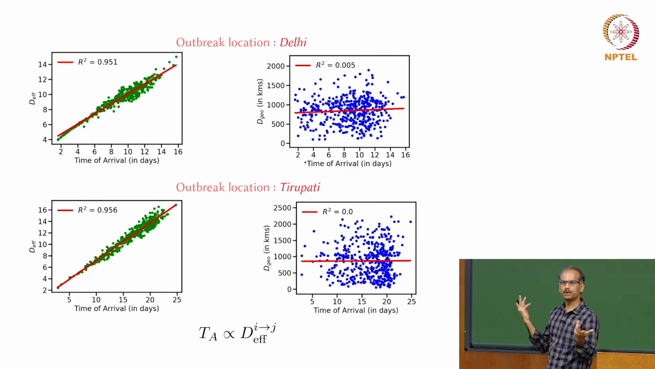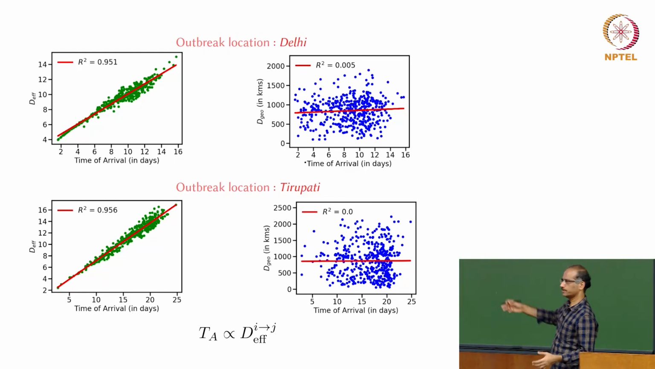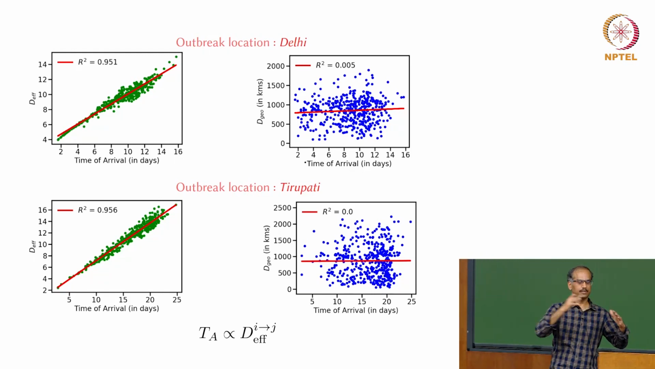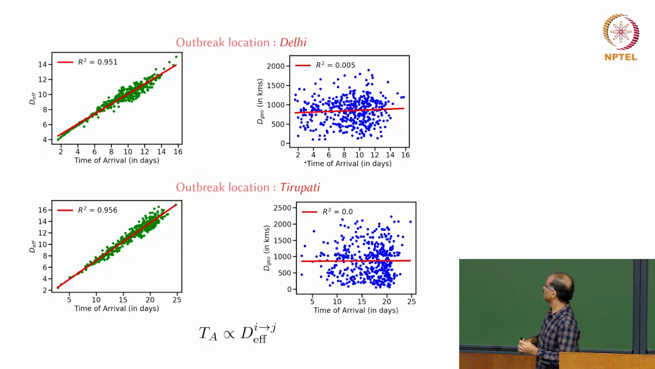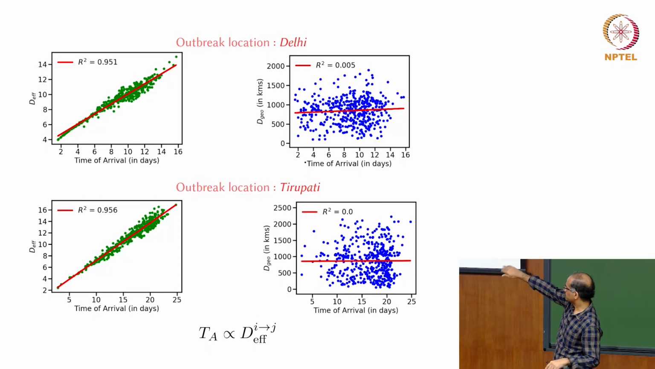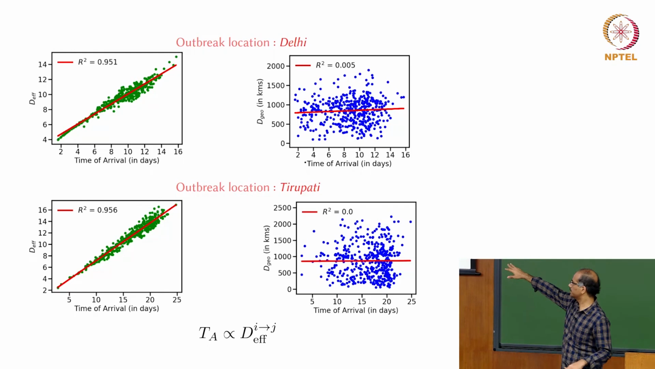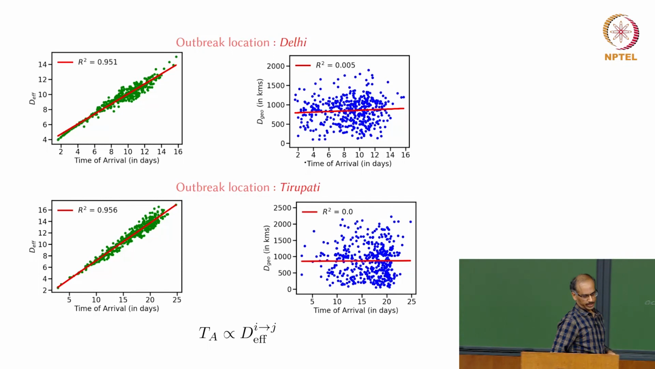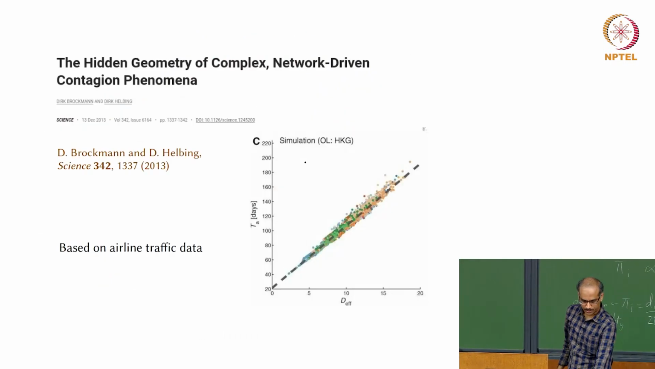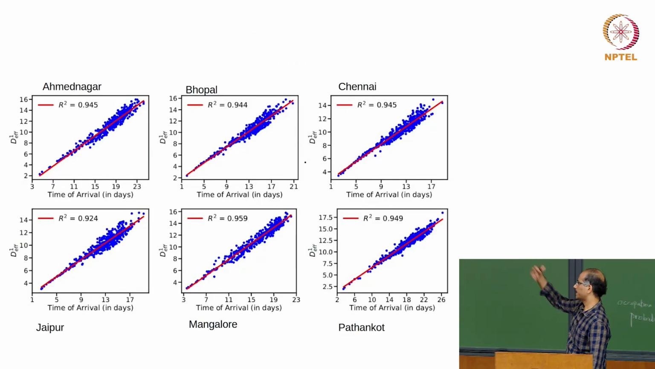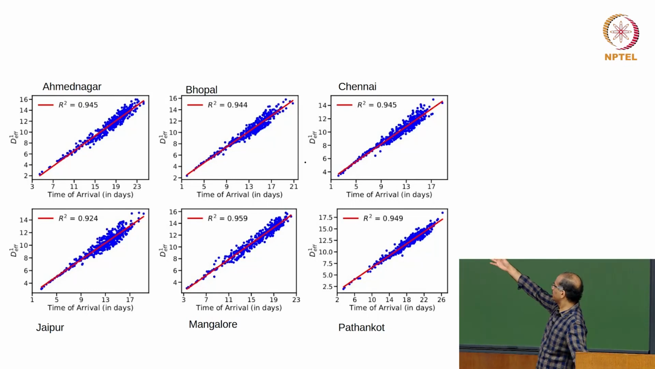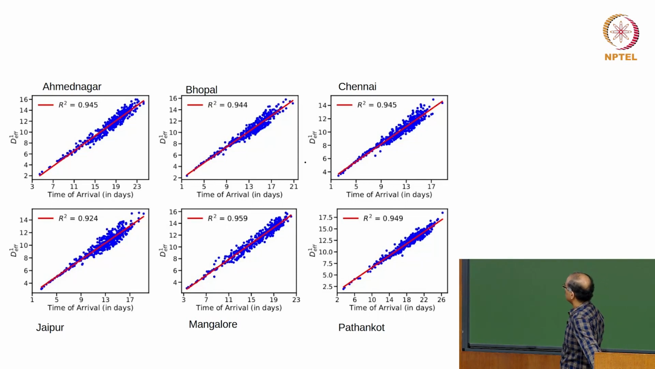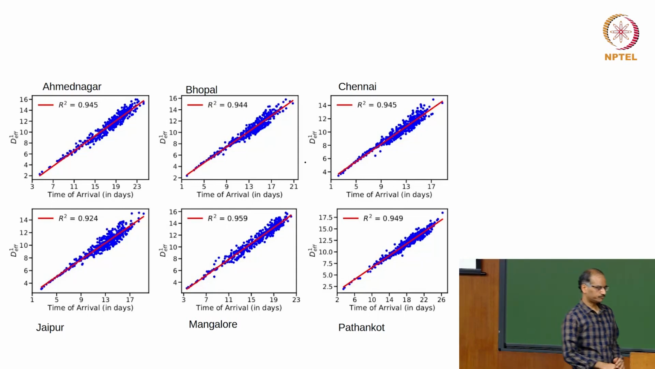Now you can choose any outbreak location you want. For example, a small city like Tirupati is chosen as the outbreak location. The rest of the 434 cities, in terms of the effective distance, fall on a straight line. But again, if you see it in terms of the geographical distance between them, it's a jumbled collection of points. So again, you can try it. It's the same result. You can try it with any outbreak location. Ahmednagar is a very small town in Maharashtra. Bhopal, Chennai, Pathankot, whatever.